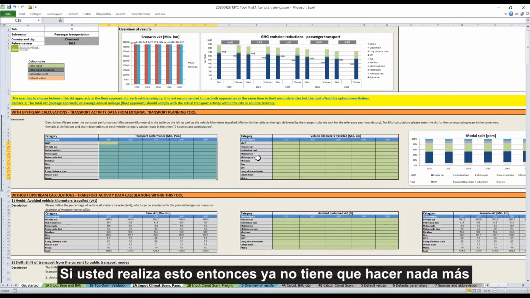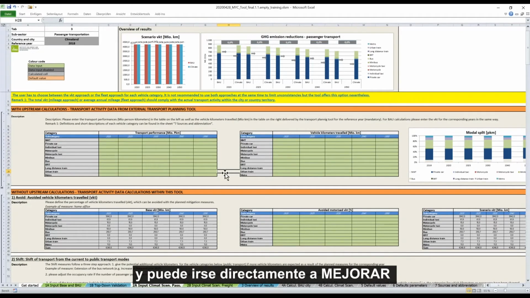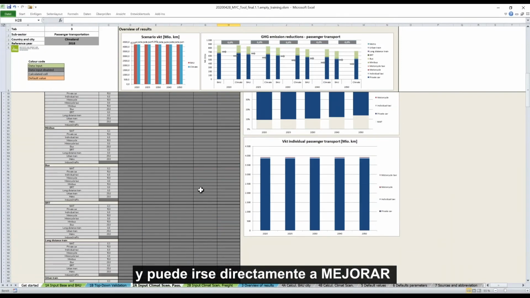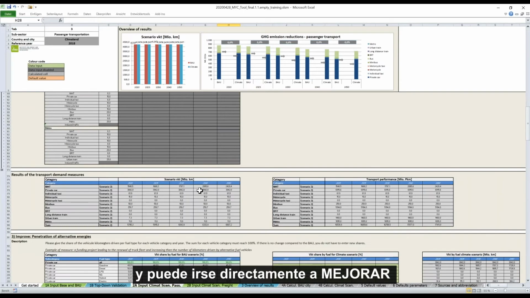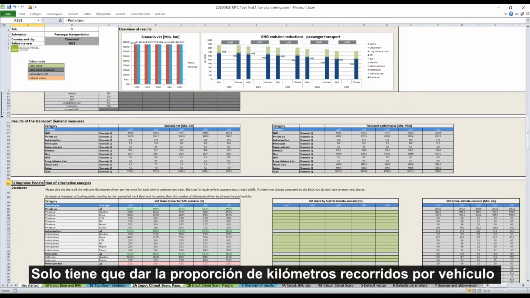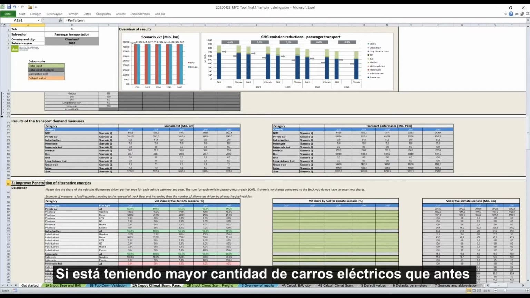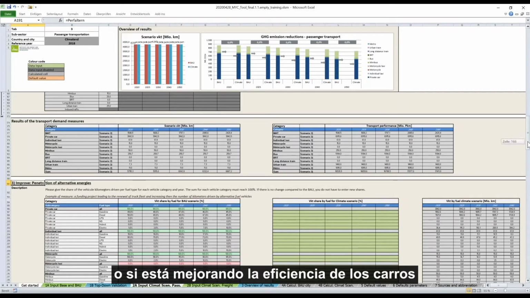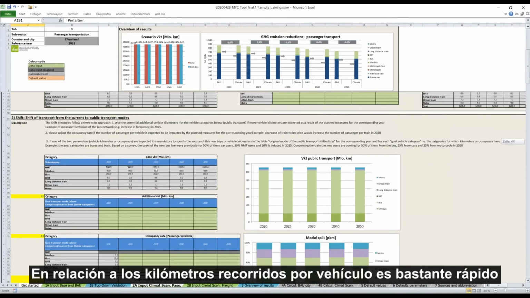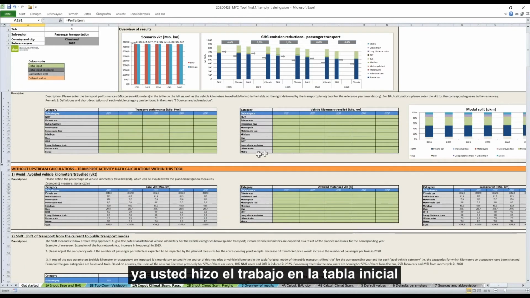If you do that, you just don't have to do anything else for the first phase, and you can go directly, that's the shift, it's not concerning you at all. You can go to improve because you already did your avoid and shift measures into your transportation planning tool. So you just have to say what's the share of fuel. Are you having more e-cars as before, or are you improving the efficiency of your cars? But for the point concerning vehicle kilometer, it's quite quick. It's just on top here. You have already done the work.